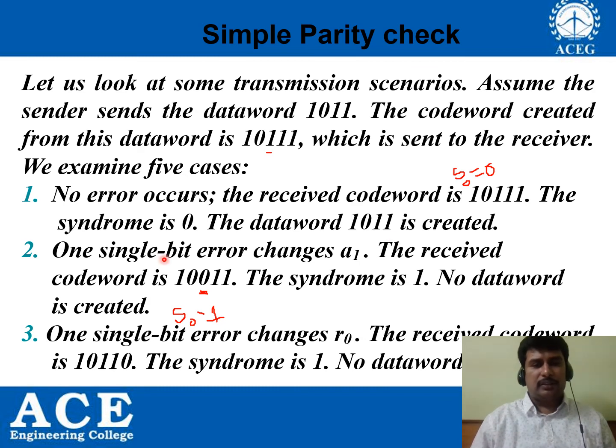Scenario 1, no error occurs. Scenario 2, out of 4 data word bits, 1 bit got affected. Again it is discarded. In the third case, the data words are the same, only the redundant bit got affected. Again the data is discarded.